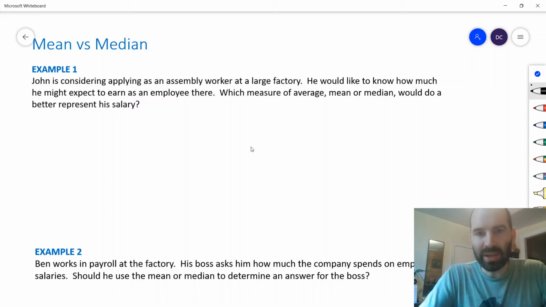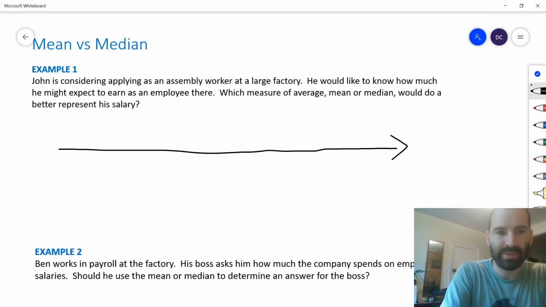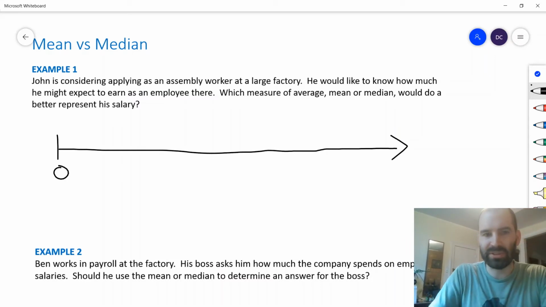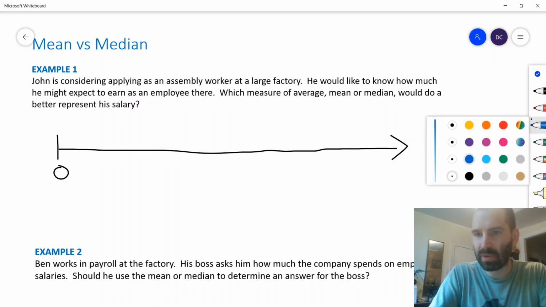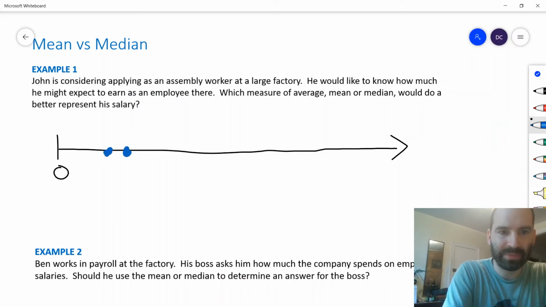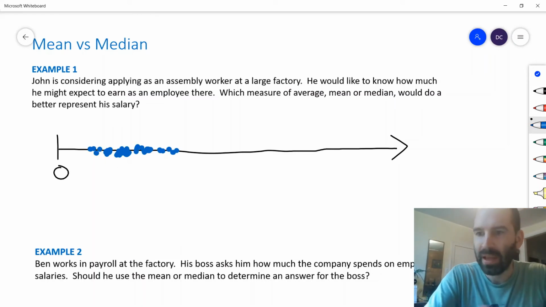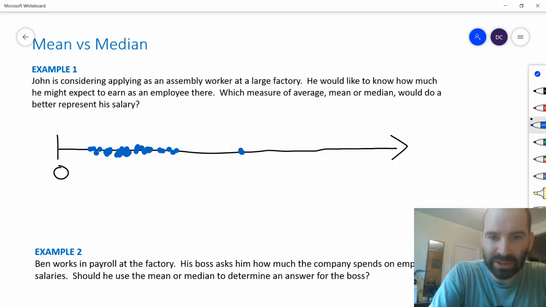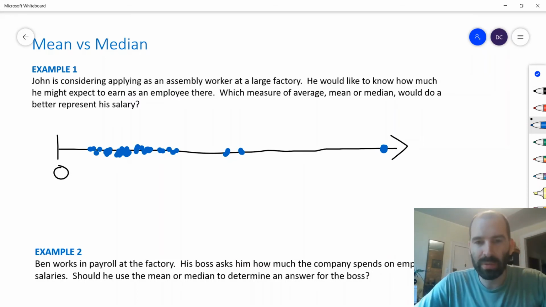So to think about this problem, let's imagine the salary of all employees at the factory. All right? So here's 0, and then the salaries go up. Assembly line workers might have earnings down here, right? Assembly workers, relatively low salaries. There are a whole bunch of them. You're going to need a lot of those at the factory. And then we got maybe some managers over here. And then we got the CEO over here. So looking at this picture, what measure of average would best represent John?